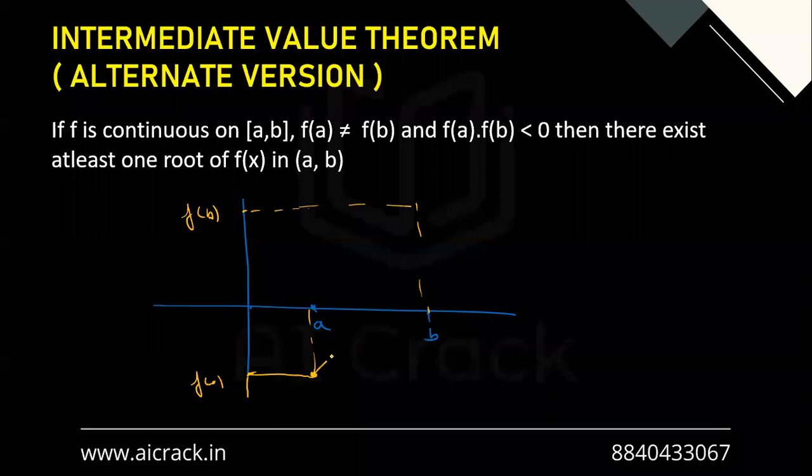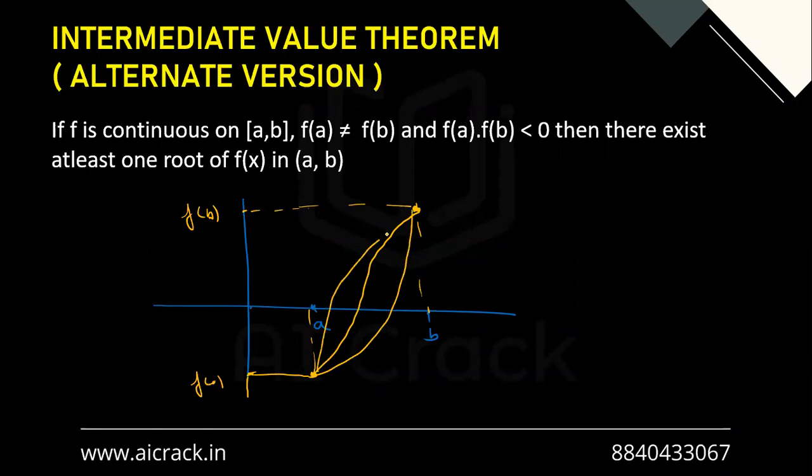Now if I draw a continuous function from a to b, I can clearly see that it is definitely going to cut the y equals 0 line, basically the x-axis, at some point in between a and b, right? I can make the function like this, or like this, but it's definitely going to cut the x-axis. So cutting the x-axis means one root, right? And that root is lying in between a comma b.